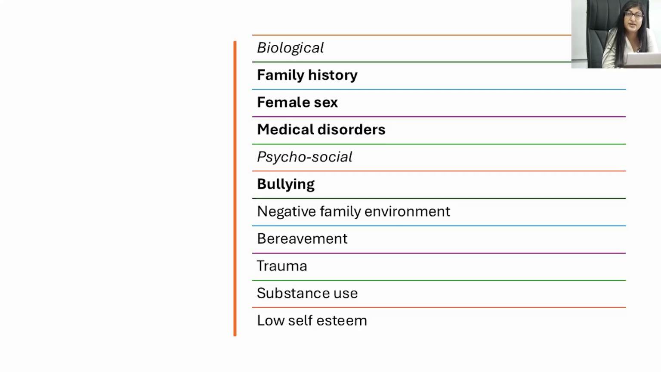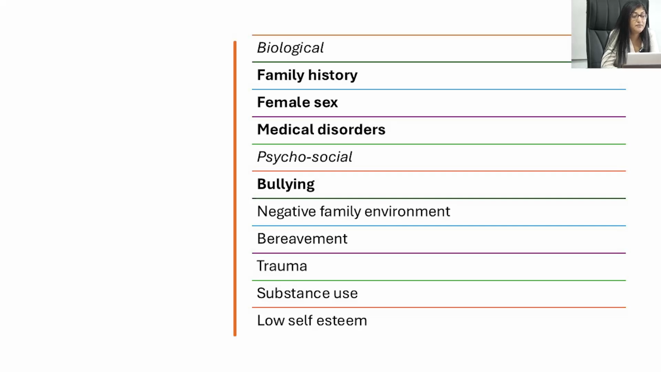And female gender after puberty. And if there's a medical disorder, we need to be vigilant whether they are having depressive symptoms. And the other features like domestic violence, specifically in the Sri Lankan context, high academic pressure, bullying, loneliness, persistent negative self-worth or self-esteem, trauma, substance use, bereavement. These are the other risk factors for a teenager to develop depression.